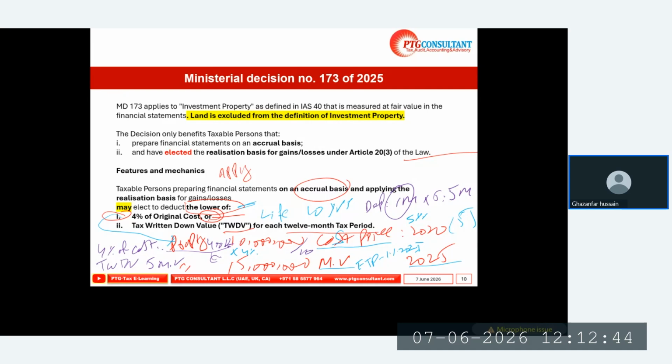So anyhow, we have the detailed example. We will come to that example and understand it also.